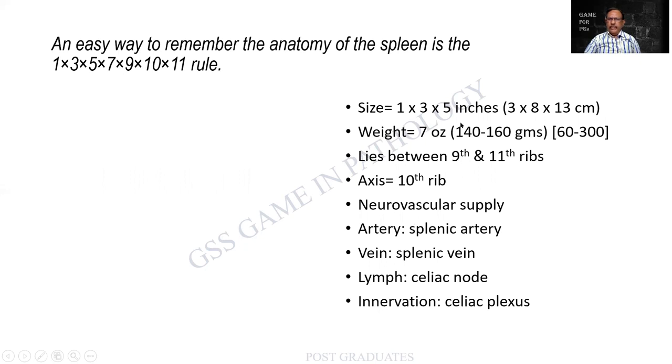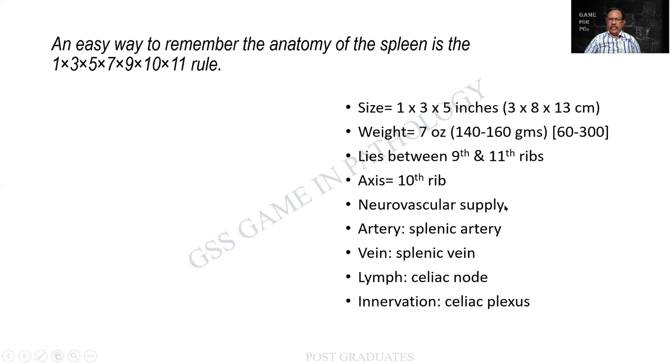The size is in inches: 1 into 3 into 5 inches. 1, 3 and 5. Weight is 7 ounces. 7 is over here. And it lies below the 9th, 10th and 11th ribs. 9, 10, 11. And the main axis is formed by the 10th rib.